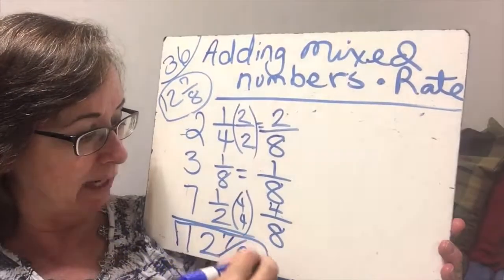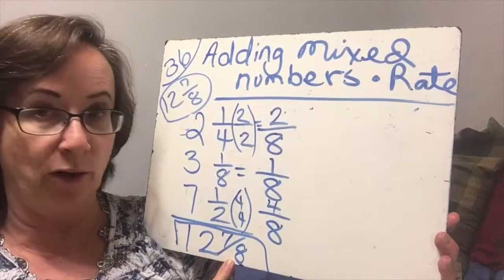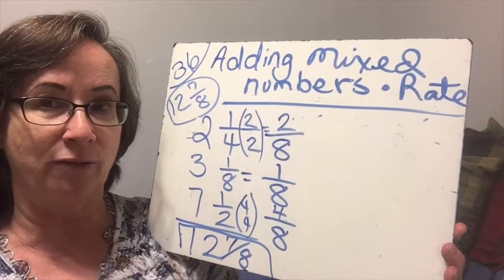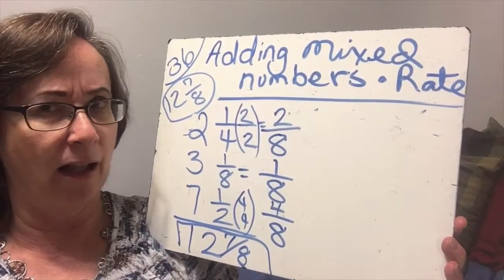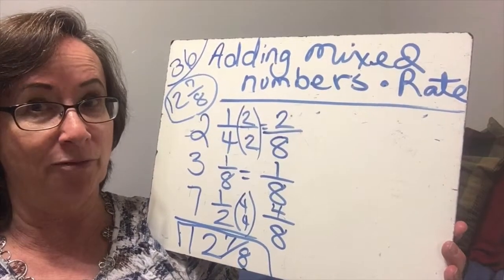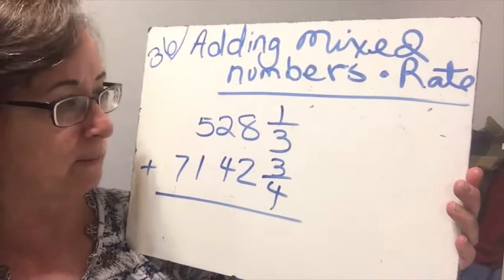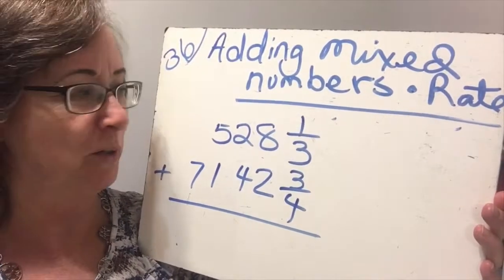Now, occasionally when we do this, we will get a number that's bigger than 1 here, which means we're going to have to carry over here. But still, a lot less work than adding improper fractions. Okay, so we have another problem. Aren't we glad we have a new method?